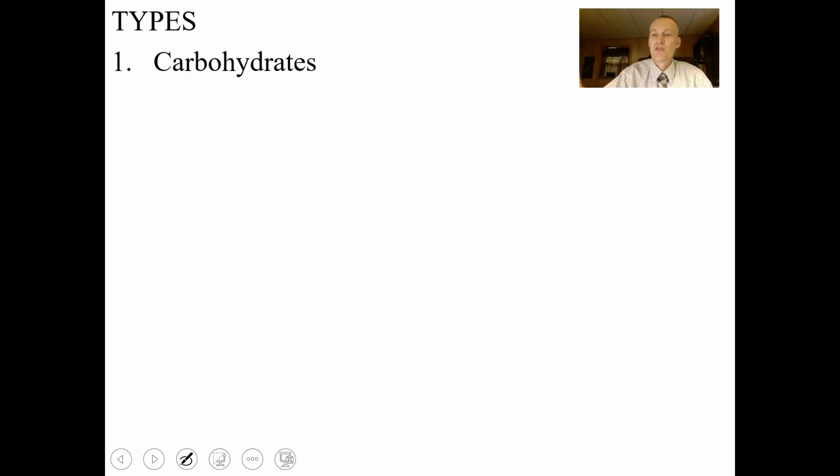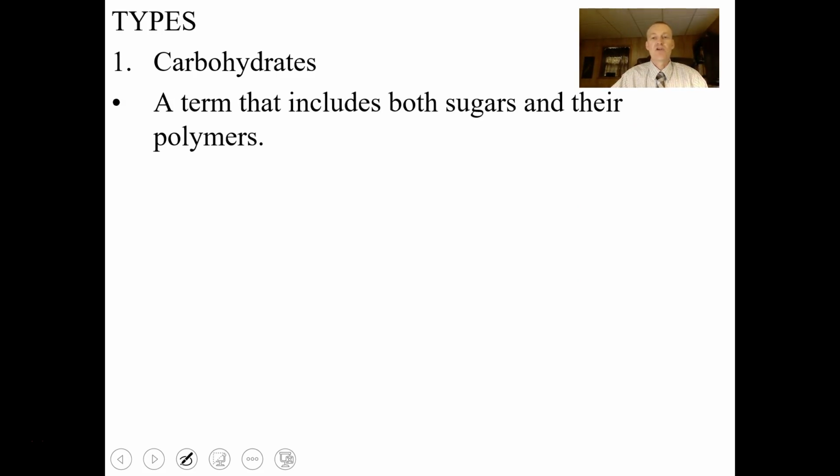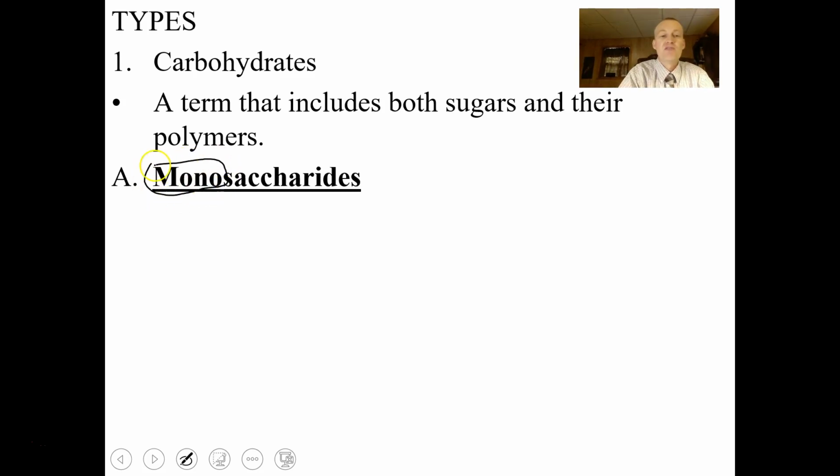Now we have four major types of macromolecules that I'll talk about, and the first type is the carbohydrates. This is a term that includes both sugars and all of their polymers. So the simplest sugars, or simplest carbohydrates, are the monosaccharides. So mono means one, saccharide means sugar. So these are one monomer sugar units.